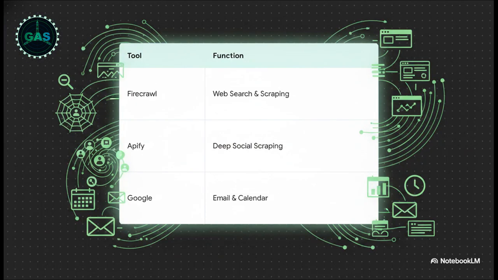Now, what's really interesting about this slide is how these specific tools map directly to massive business capabilities. Connecting a tool like Firecrawl, for example, allows the agent to thoroughly search and scrape website data. Apify acts as a heavy-duty scraper for social platforms, and integrating Google Workspace, well, that gives the agent the ability to actually read and draft emails or even block out time on your calendar. With just a few simple API keys, your agent can now autonomously research your target markets and fully manage your schedule.